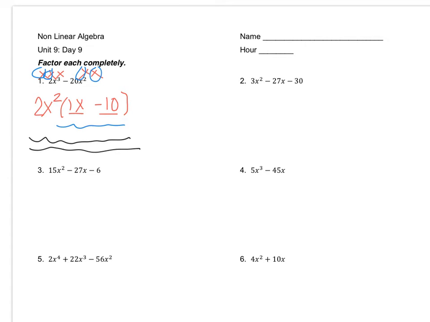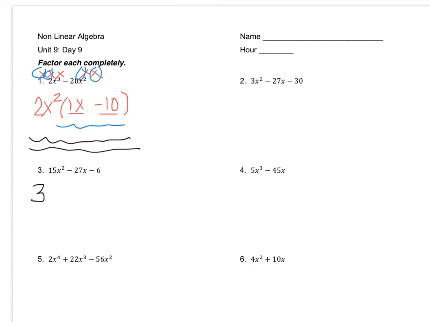Now let's go on to problem number 3. Again, start by looking for a greatest common factor. What is the greatest common factor of 15, 27, and 6? So first of all, 6 is my smallest number. Does 6 go into 15 and 27? No. What are some other factors of 6? 1, 3, 2, and 6. Well, 3 goes into 15, 27, and 6. So is 3 your greatest common factor? Yes.